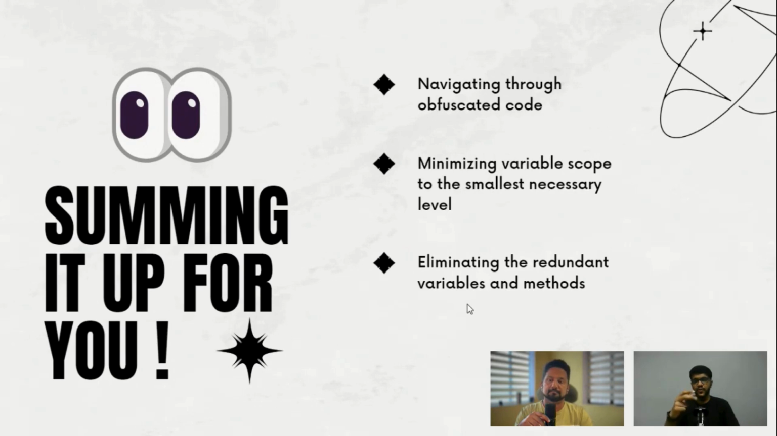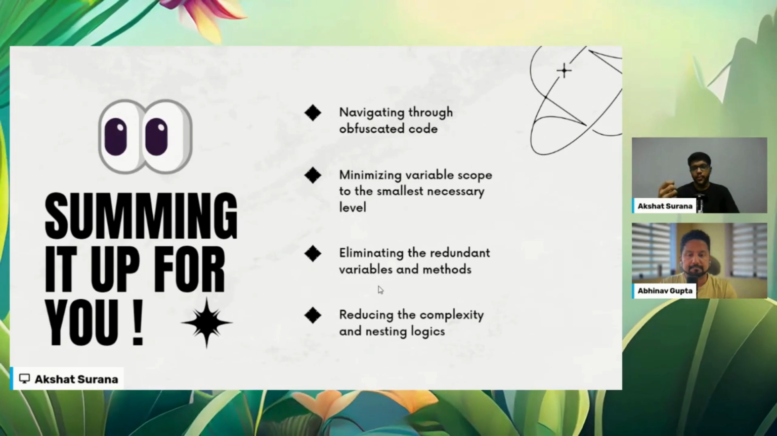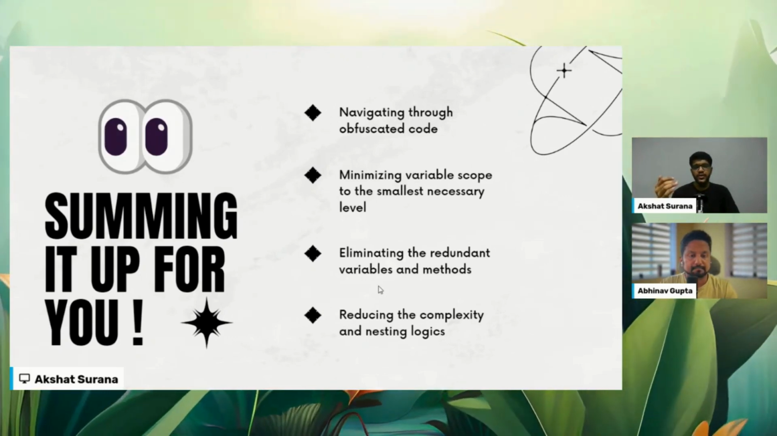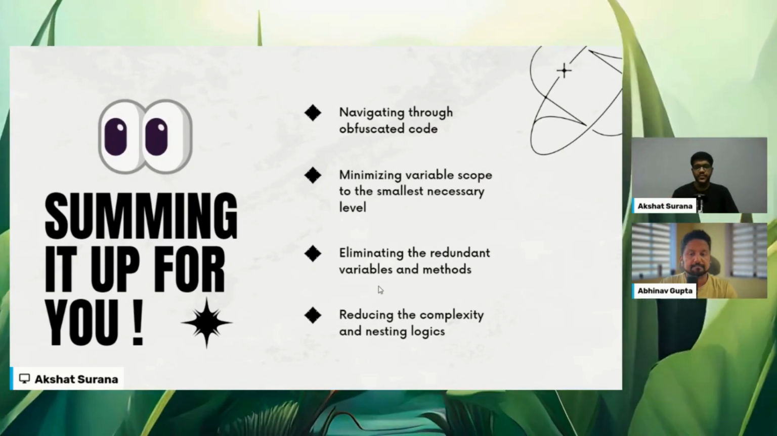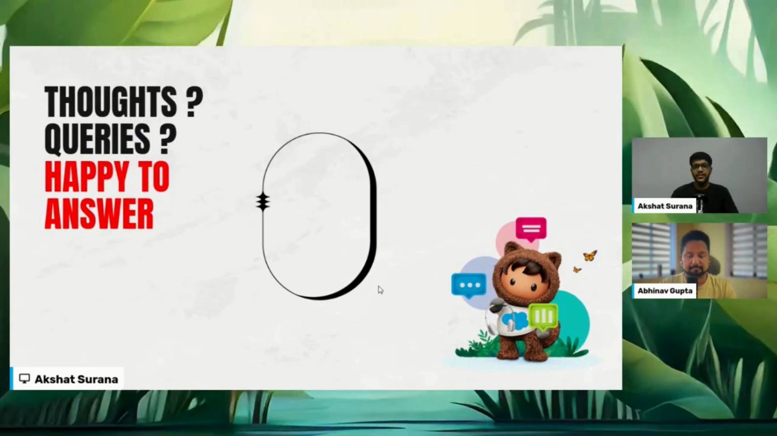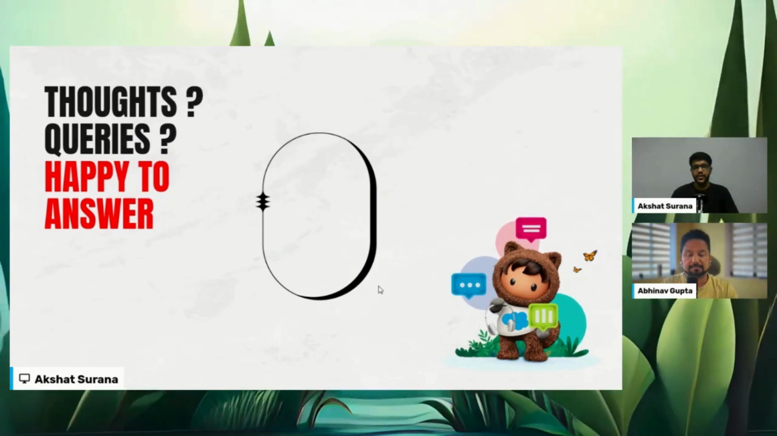We were able to figure out which variables or methods were being left unused, and we quickly were able to make a decision whether we need to either remove them or use them anywhere else. And then at last, this also in turn helped us to reduce the complexity and the nesting logic of our class, because now we are modularizing our code better. So these were all the things about the Apex Pulse as well as the symbol table.